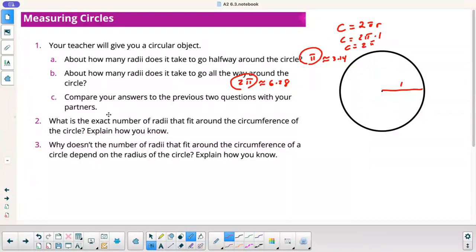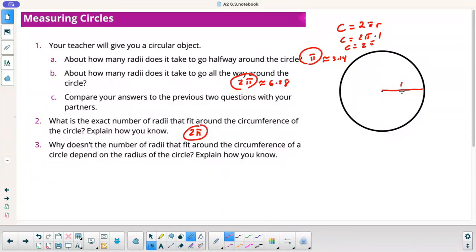All right, what is the exact number of radii that fit around? Well, I guess this was 2 pi. I kind of already did it. Why doesn't the number of radii that fit around the circumference of a circle depend on the radius of the circle? Why does it not depend on that?